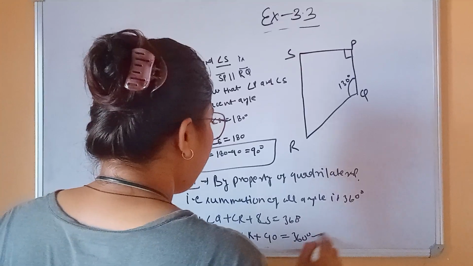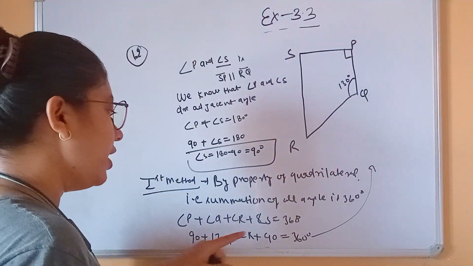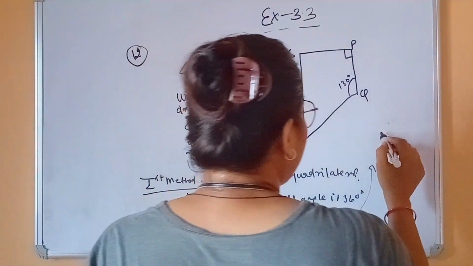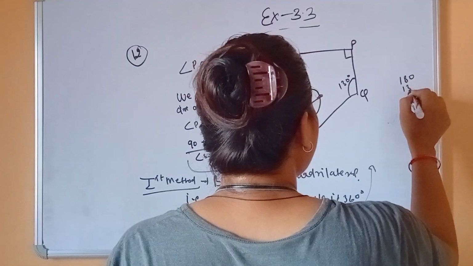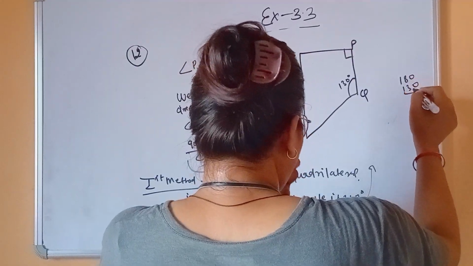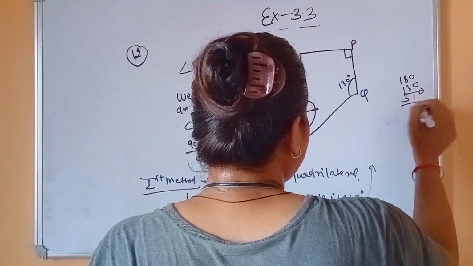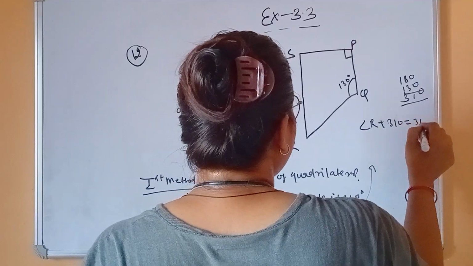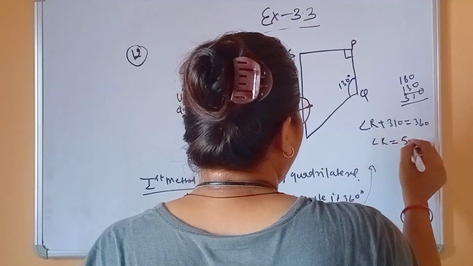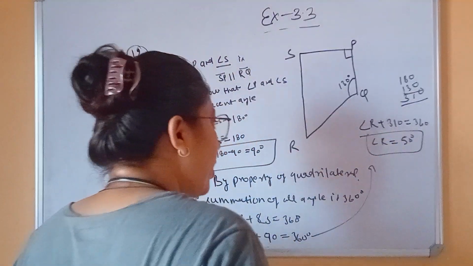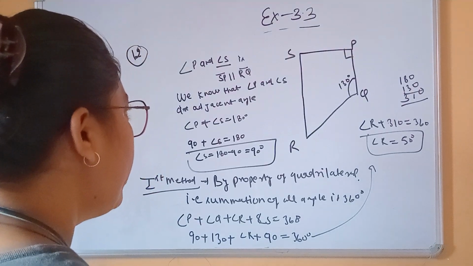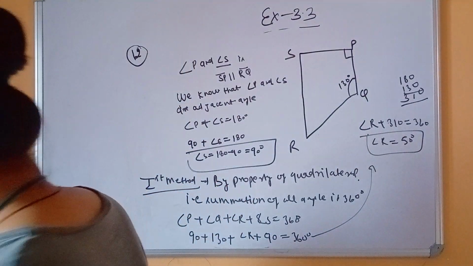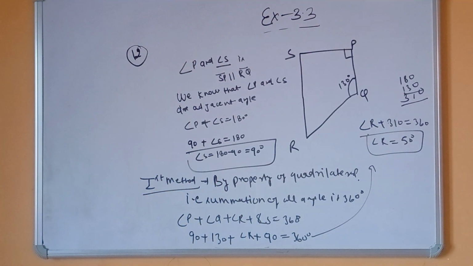That means 360 degrees. Now 90 plus 90 is 180, and 180 plus 130 is 310. So angle R plus 310 is equal to 360, so angle R is 50 degrees. So by the quadrilateral property we found angle R. Now we take one more property also, because the question says to find angle R by two methods.